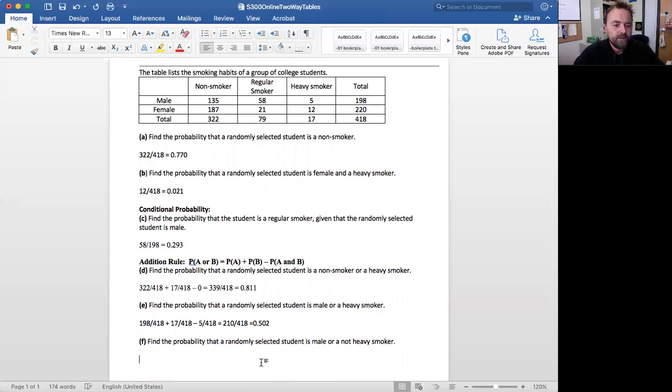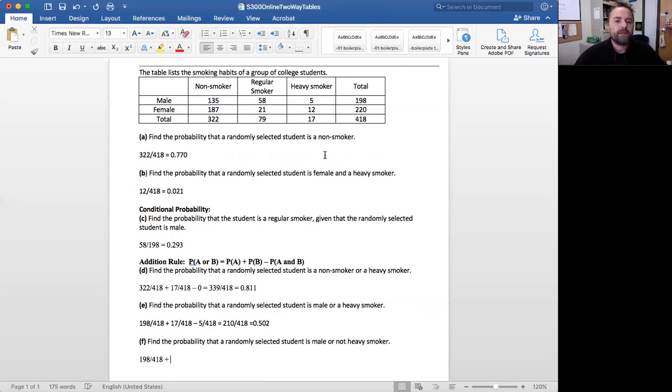All right, one more. Let's try this one. Probability that a selected student is male or not a heavy smoker. Sorry, typo. Male or not a heavy smoker. Ooh, tricky. Okay, so first male, that's the 198 over 418, total male of the grand total, plus not a heavy smoker.